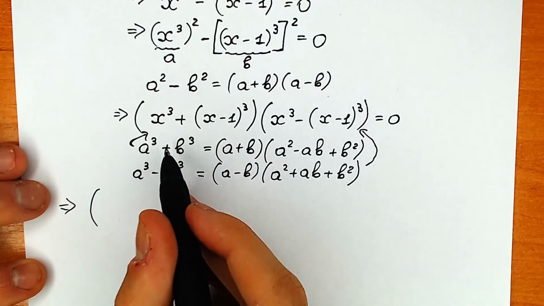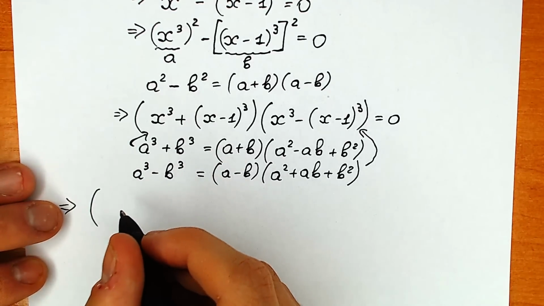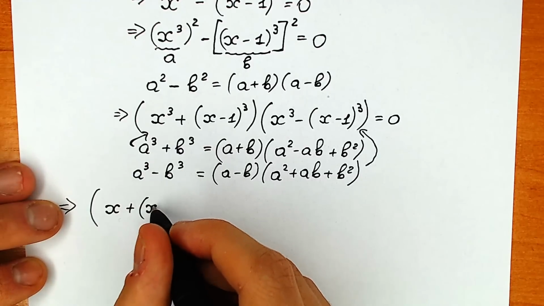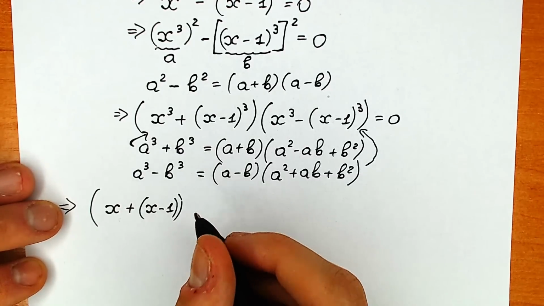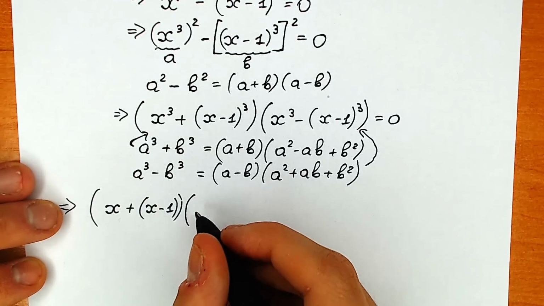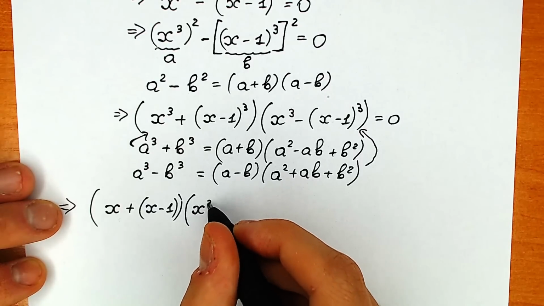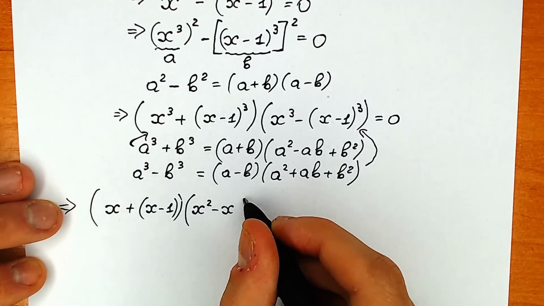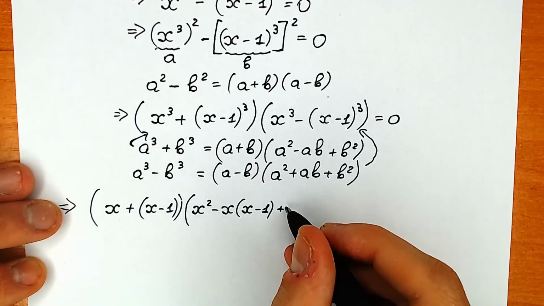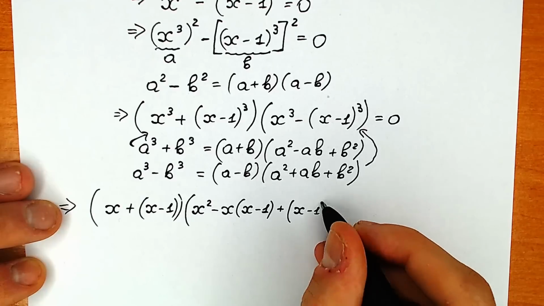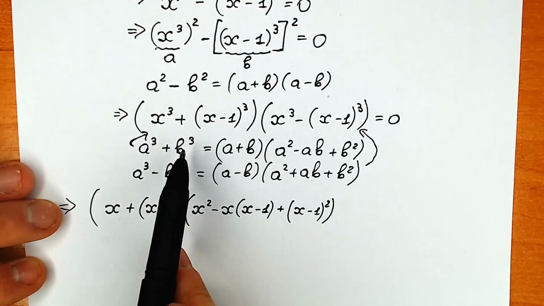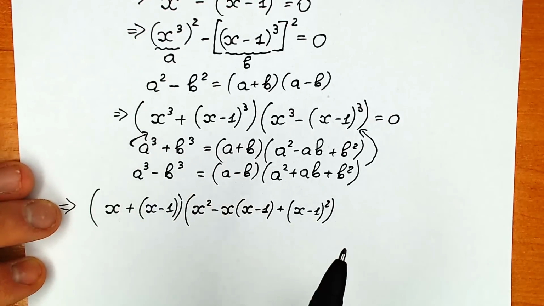So we have right here the sum of two cubes. Let's apply this formula. So we have (x + x - 1), this is our first parenthesis, and we're going to multiply it by this expression with the minus sign. When we plug it in, we have x squared minus x times (x - 1), plus (x - 1) squared. This is our first formula when we apply this addition formula according to our expression inside parentheses.